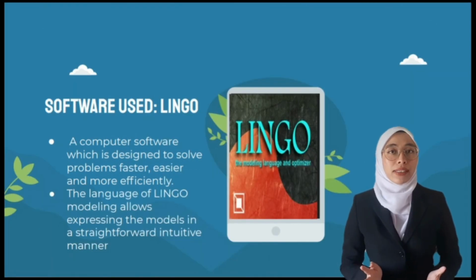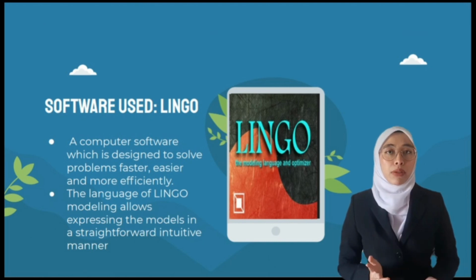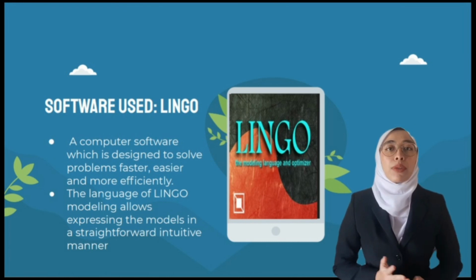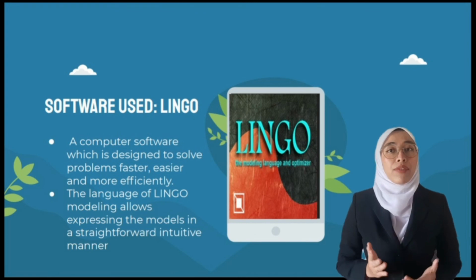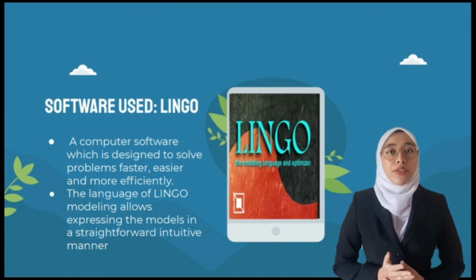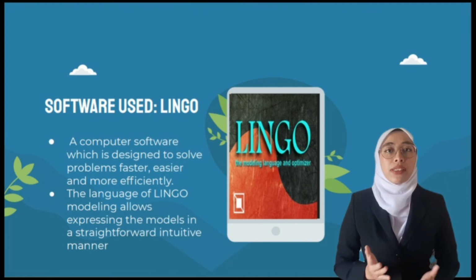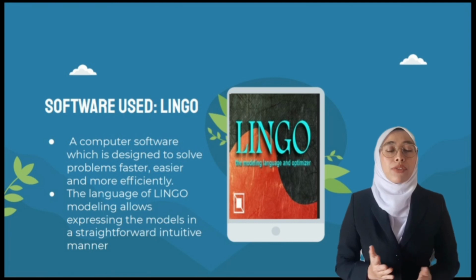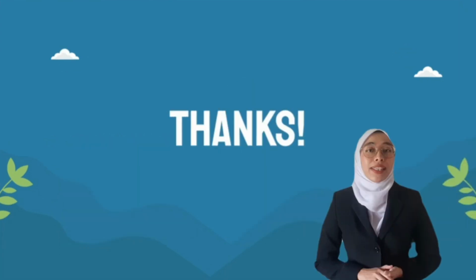The last part is about the software that will be used to calculate all 14 DMUs, and we use Lingo, where Lingo is a computer software which is designed to solve problems faster, easily, and more efficiently. The language of Lingo modeling allows expressing the model in a straightforward, intuitive manner using summation and subscripted variables. That's all from us in presenting our proposal.